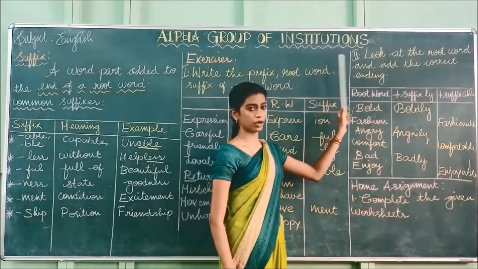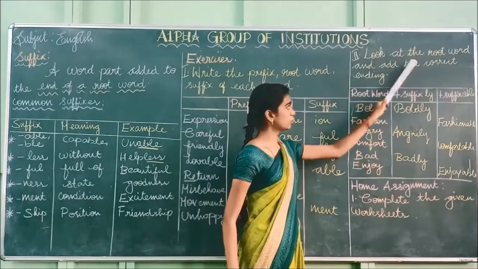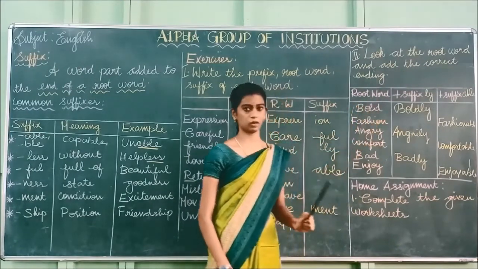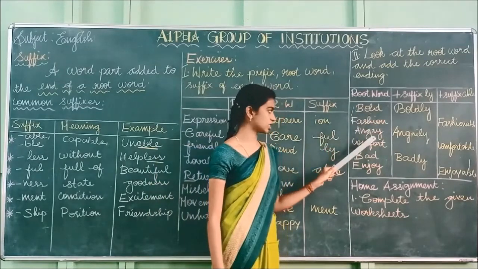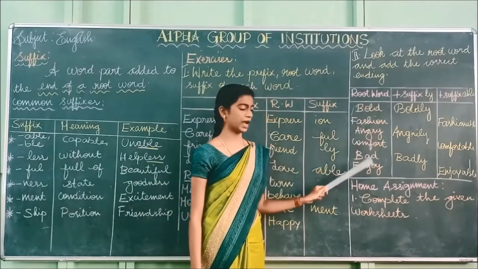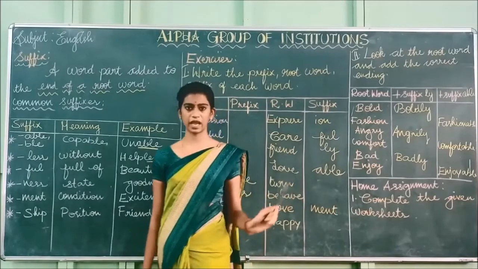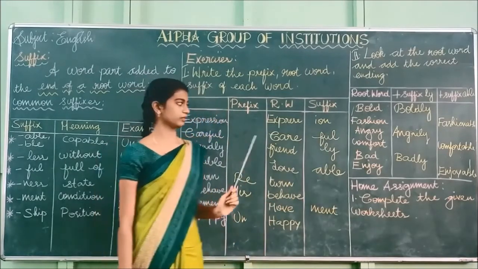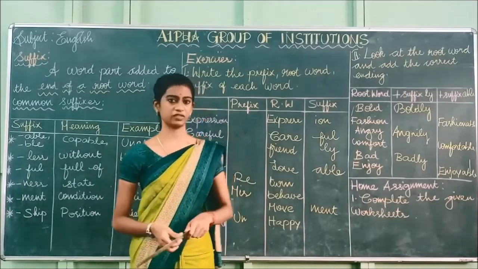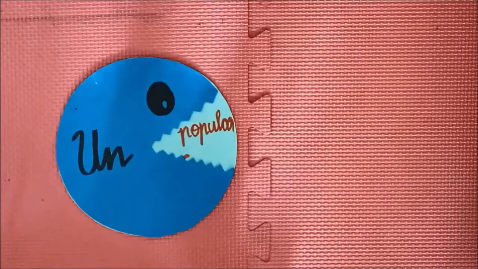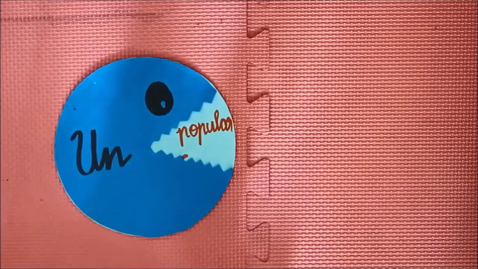The second one you are going to do is look at the root word and add the correct ending. Okay, you have to add the correct ending. The first one, bold, fashion, angry, comfort, bad, enjoy. So these are all the examples I have given. Okay, next we are going to see about the activity. Okay students, now we are going to see an activity.